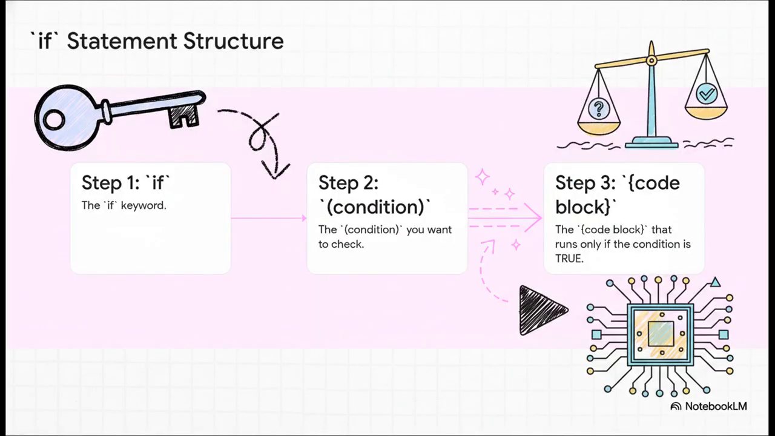And the structure is so simple when you break it down. It's really just three parts. First, you've got the keyword if. Second, you put your true or false question, your condition, inside the parentheses. And finally, the curly braces hold all the code that should run only if that condition turns out to be true. That's the entire setup.